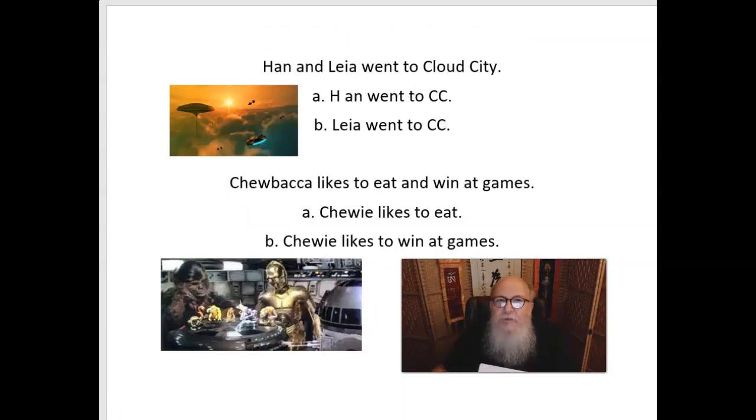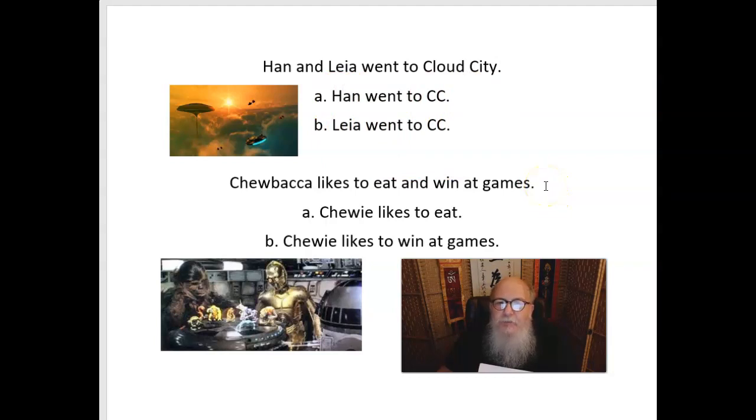And here's a few more examples for you. Han and Leia went to Cloud City means Han went to Cloud City and Leia went to Cloud City. Now, what you want to notice here is, remember previously we talked about how a proposition is the meaning contained within it. So it's not identical with the spoken sentence. So logically, Han and Leia went to Cloud City is a sort of shorthand for Han went to Cloud City and Leia went to Cloud City.